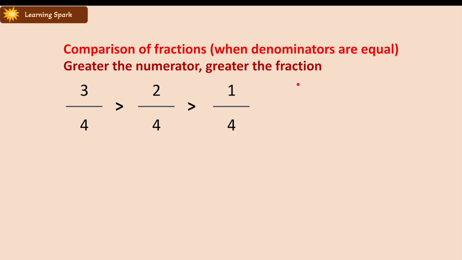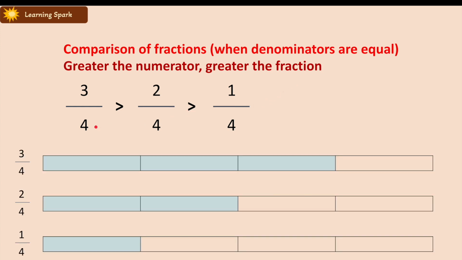Now let's visualize this first. Denominator means how many pieces we are dividing a figure into. So if this is a full object, then we are dividing into 4 parts. For 2 by 4 also we are dividing into 4 parts. For 1 by 4 also we are dividing into 4 parts.